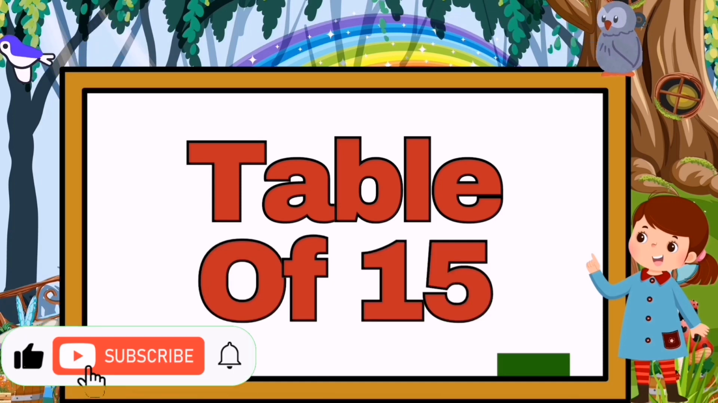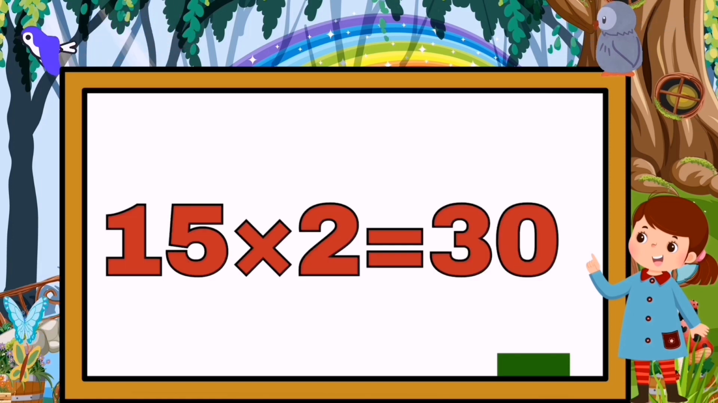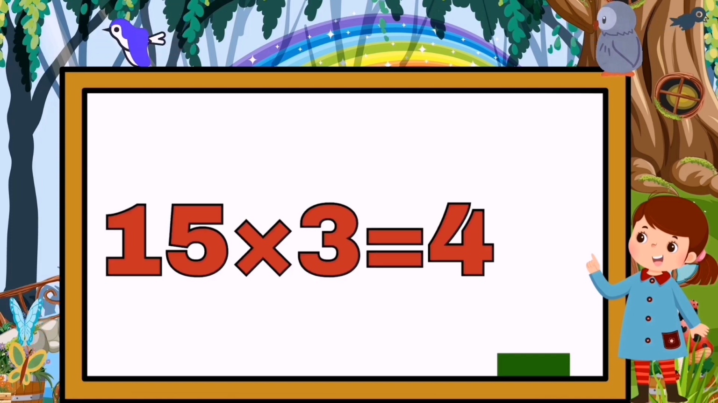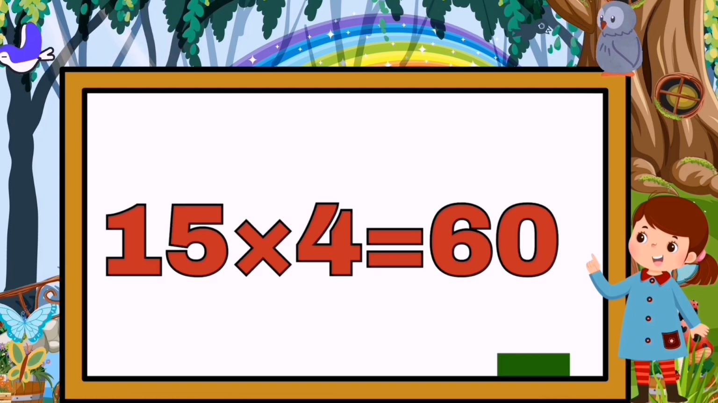Table of 15. 15 ones are 15. 15 twos are 30. 15 threes are 45. 15 fours are 60.